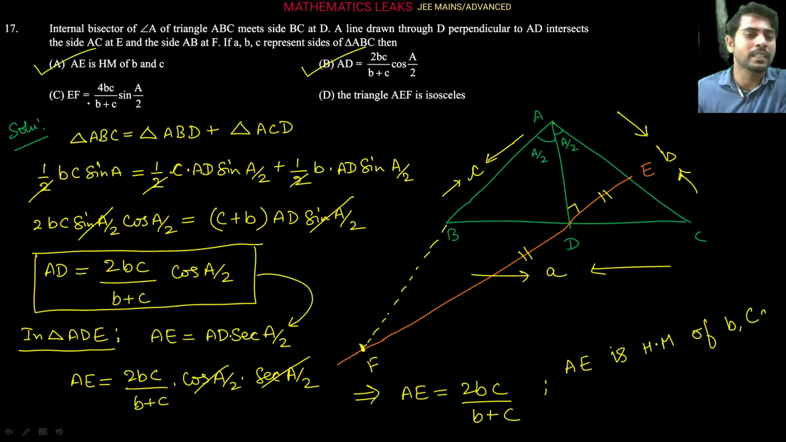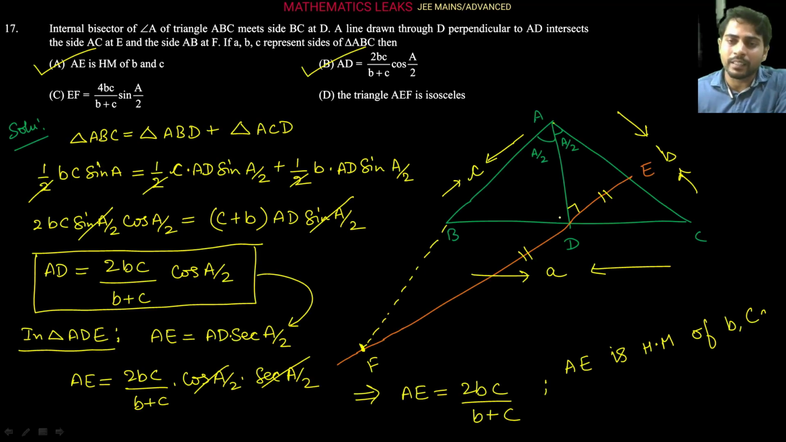Option C is given: EF value is equal to 4 times BC upon (B plus C) sine of A by 2. So in this one, EF, you can see from the figure, EF is nothing but ED plus DF. So we are writing here EF is equal to ED plus DF, right?